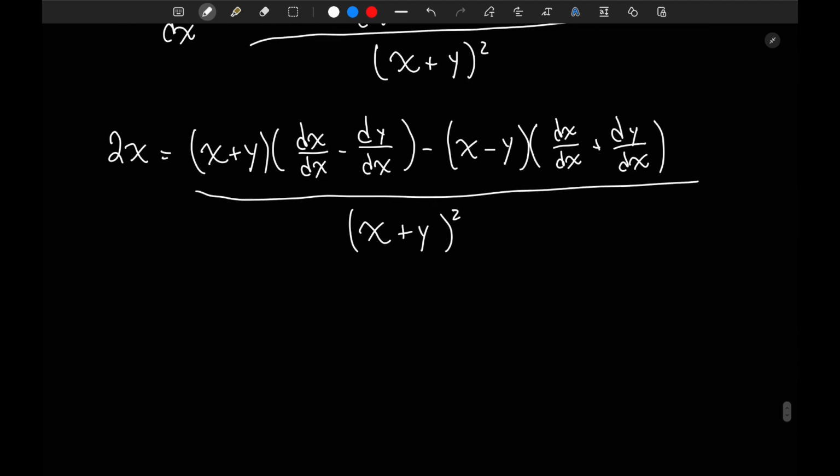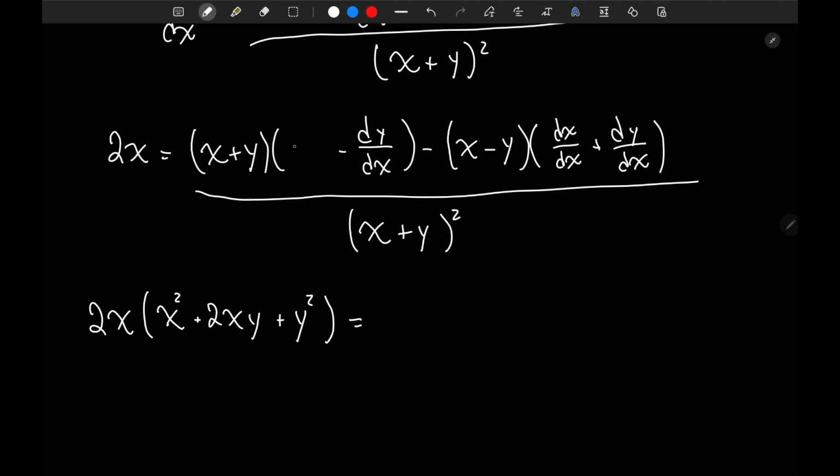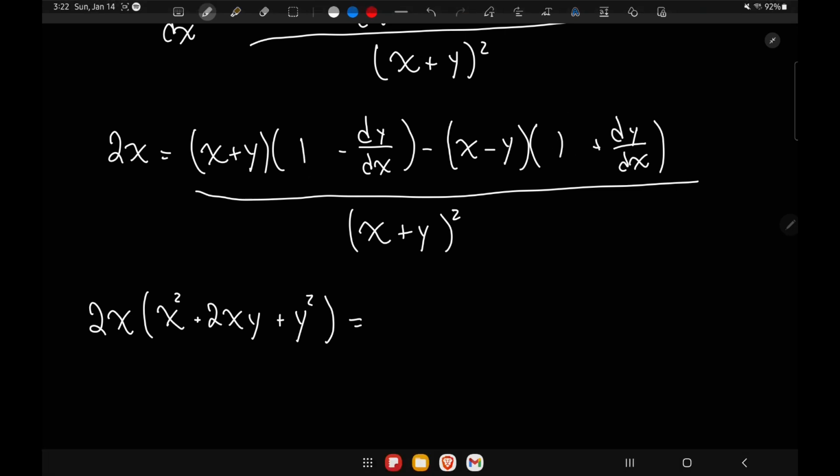Now, what I'm going to do here is I'm going to take this bottom portion over to the right side and kind of expand it out. So I'm going to keep the 2x that we have there, and then expanding this, we'll be left with x squared plus 2xy plus y squared. And now on this side, simplify this dx to 1. Same thing over here with this dx, we'll simplify it to 1.